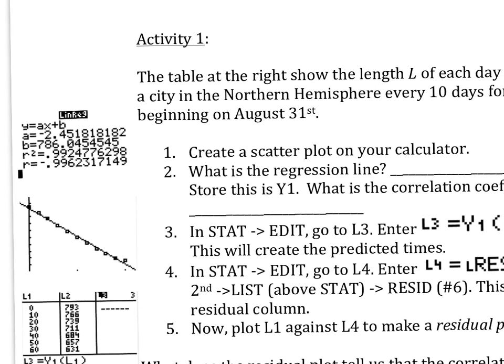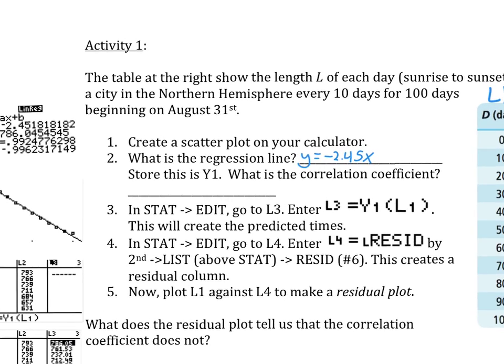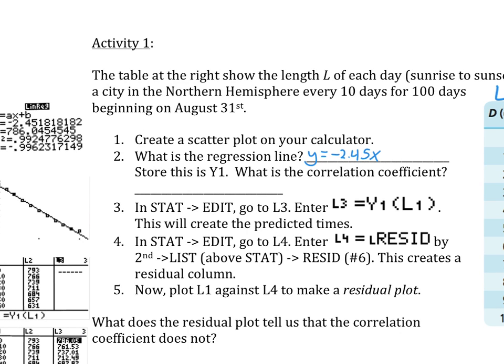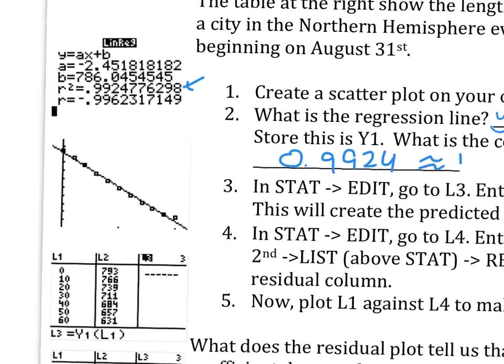The regression line is approximately y equals negative 2.45x plus 786. We already stored that into Y1, and we see that our regression coefficient is really good, 0.9924. Because that number is very close to 1, we say it's a very strong correlation.